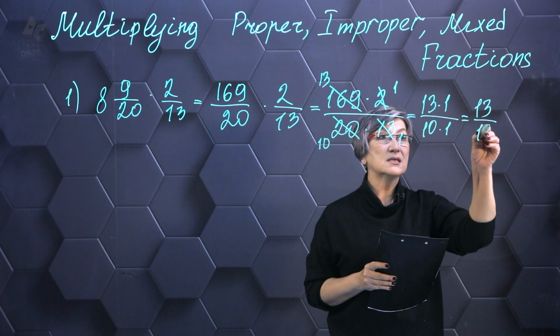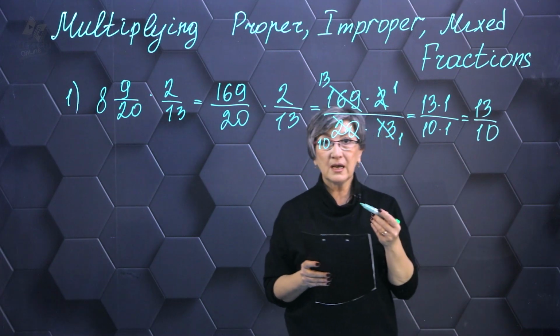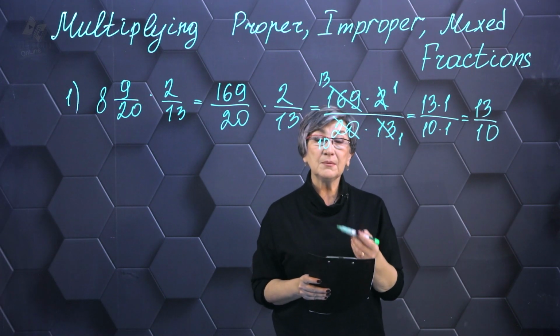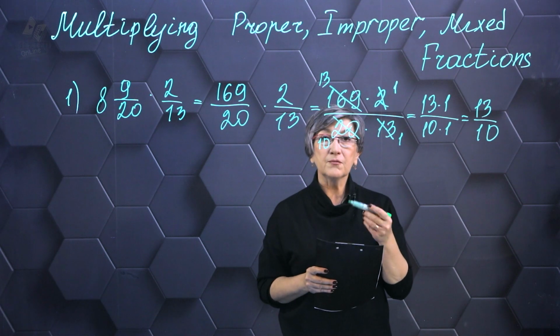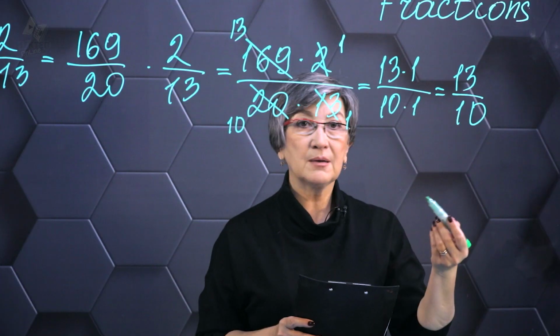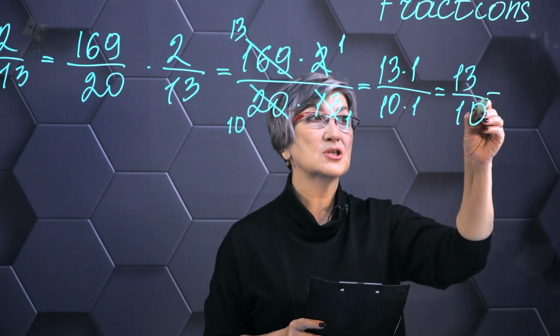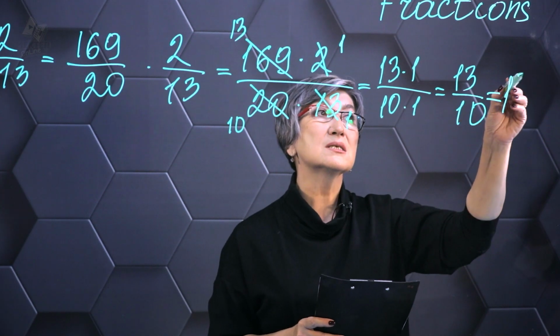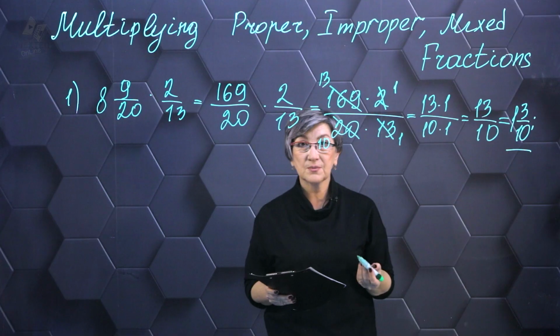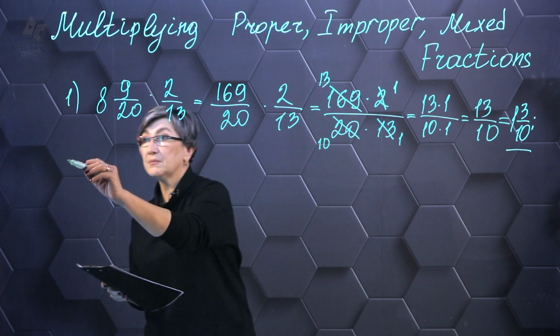The answer is 13/10. But we talked about the last step being to reduce the fraction, or bring it to a mixed number. In this case, we don't need to reduce it, but to convert it to a mixed number, it will be 1 whole and 3/10. This will be our answer. One more example we will analyze with you.